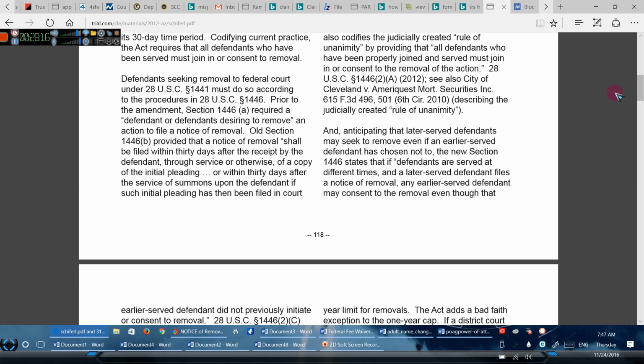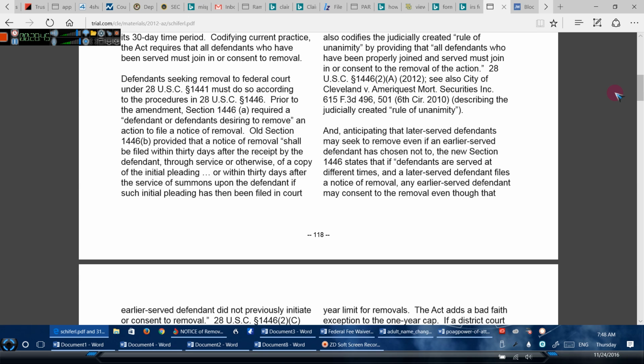Must do. So according to procedures under 28 U.S.C. 1446, still the removal code, prior to the amendment, Section 1446 required the defendant or defendants desiring to remove an action to file a notice of removal. The old section provided that a notice of removal shall be filed within 30 days after receipt by the defendant, through service or otherwise. You know what the otherwise is? Through the mail. Of a copy of the initial pleading.